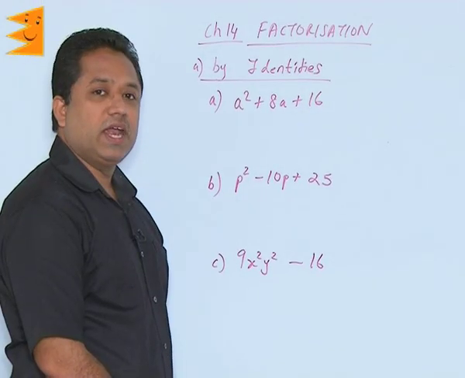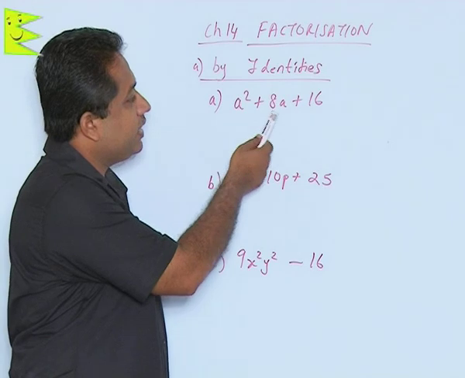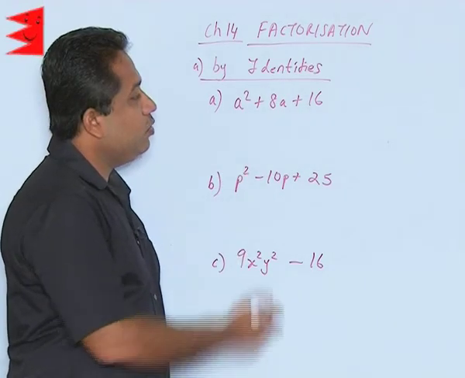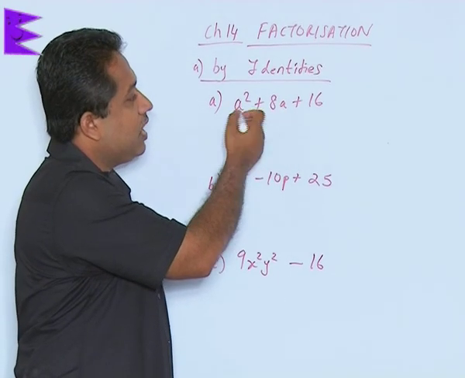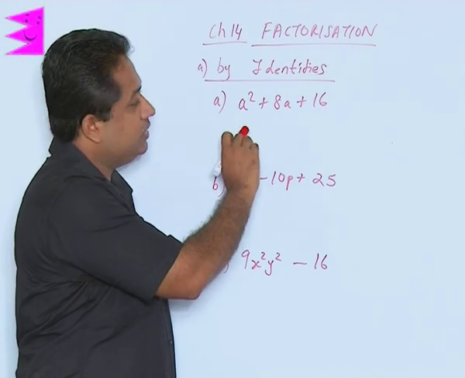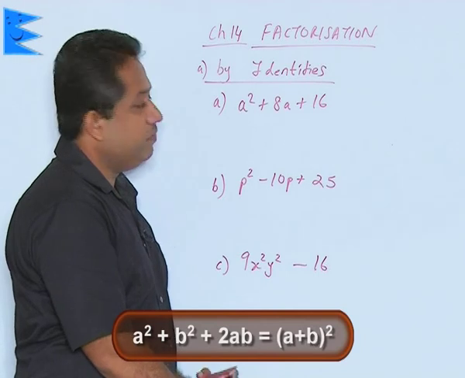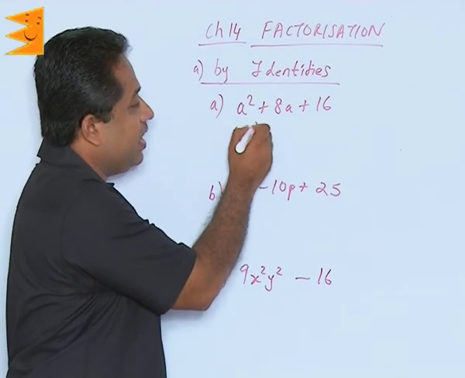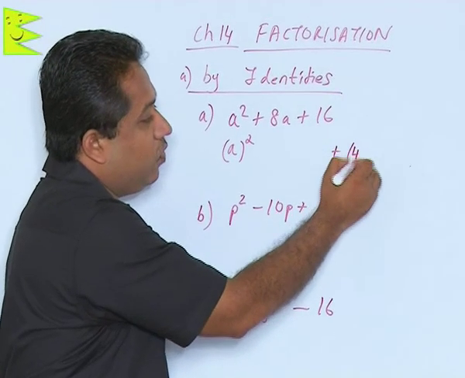Factorization by using identities. Now, here we have a question: a square plus 8a plus 16. Now, we cannot do this by taking common. We will have to use an identity which we have learned, that is a square plus b square plus 2ab, all are positive. So, what has to be written here is a square, we will write as a whole square, and 16 here we can write as 4 whole square.